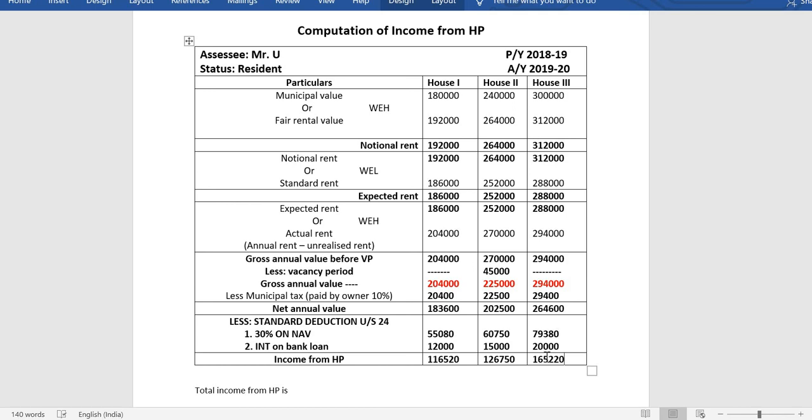Now you need to get the total income from house property. That means add the income of all three house properties. If you add 1,16,520 plus 1,26,750 plus 1,65,220, you will get 4,05,340. So this is the total income from house property.